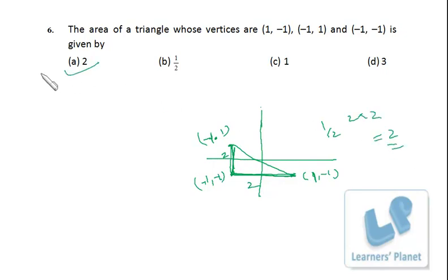This is the other way. I hope you are clear with both the methods. You just have to observe one thing, that in this case the x coordinates are same, and in this case the y coordinates are same. That means this line is perpendicular to this line, right? This is a straight line that is perpendicular to this line. So we got a right angle triangle.